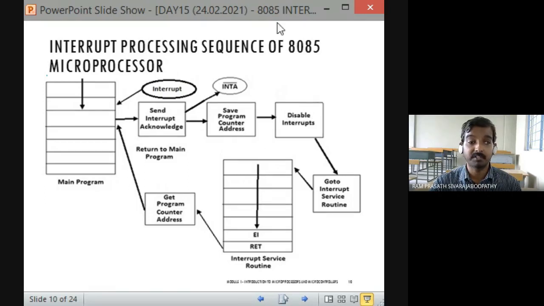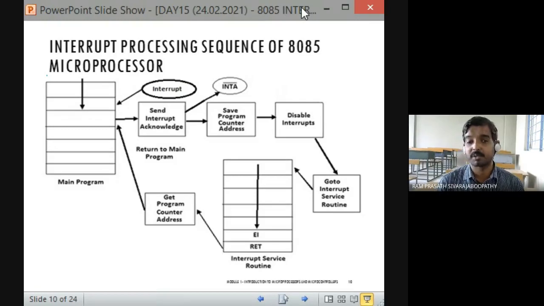At the end of the interrupt service routine, what have we written? Can you type it in the chat? What are the two instructions we have written? Whenever we call a particular function or a subroutine, definitely return must be used. Correct? So the RET instruction will be written. Before that, one more instruction will be written. What is that instruction?